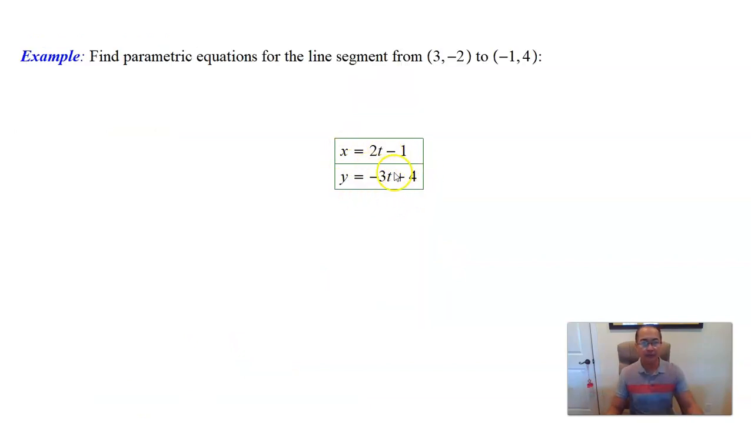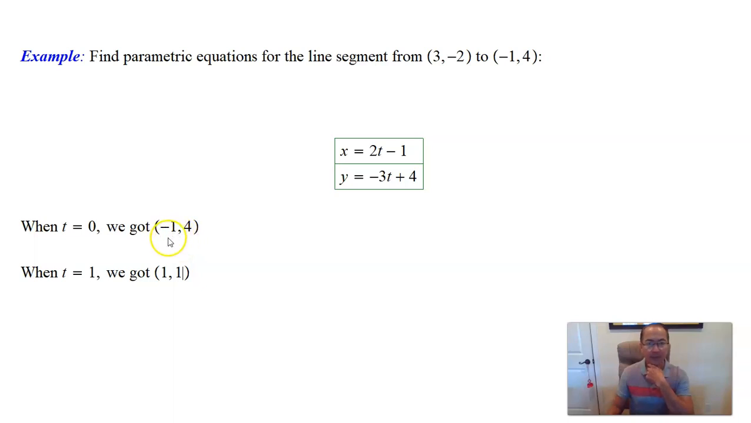Okay, these were the parametric equations we had earlier, but we have a new problem. We want to find parametric equations for the line segment from 3, negative 2, to negative 1, 4. Okay, so we said that when t equals 0, we got minus 1, 4. And when t equals 1, we got 1, 1. Okay, so this is the old example. So let's start with the easy part, okay? We see the numbers negative 1 and 4 right there, all right?